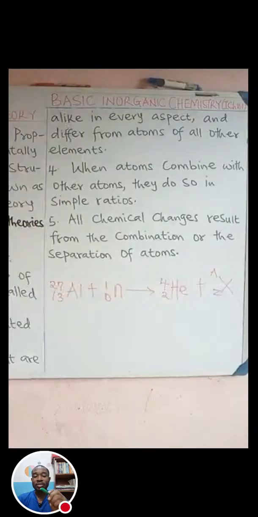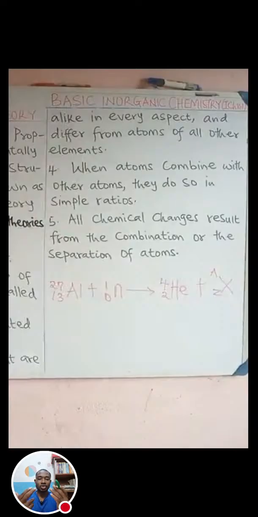You can do the same for the atomic numbers. For aluminium, the atomic number is 13, as you can see there. And for the neutron that is used in bombarding the aluminium, the atomic number is 0. So on the left-hand side you have 13 plus 0, which gives 13, equal to the right-hand side. For helium, the atomic number is 2. Then the new atom formed has atomic number Z. So 2 plus Z is equal to 13. If you solve for Z, you find that the atomic number of that new atom formed, X, is 11. And 11 is sodium.